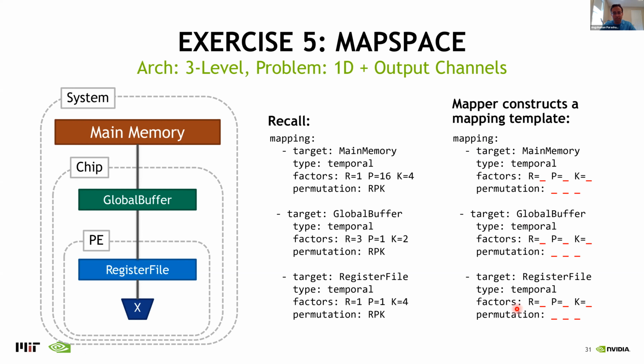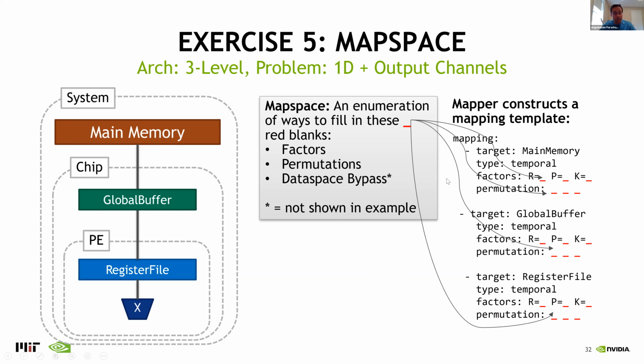And so it constructs a set of these boxes, but it says, I don't know what the P and K bounds are going to be. I don't know what the permutations are, right? And what it does is it constructs what we call a map space, which is an enumeration of all of the ways in which it can fill in these red blanks, right? So what are the factors or the bounds for the loops? What are the permutations? What are the various ways it can bypass things? And that entire combinatoric space is what we call a map space.